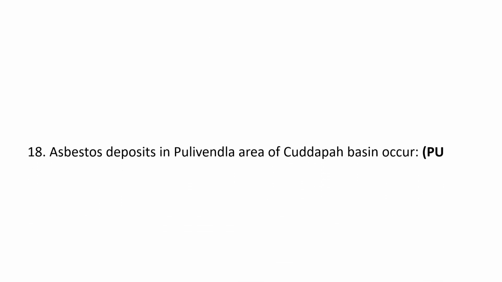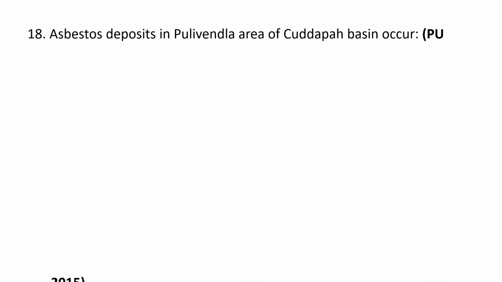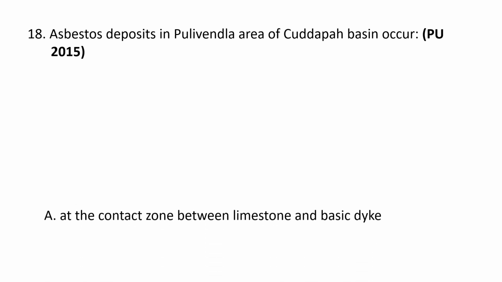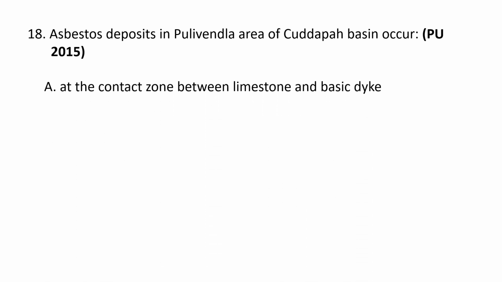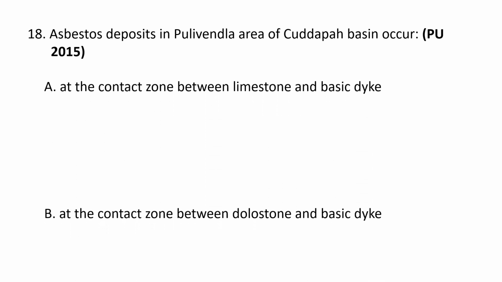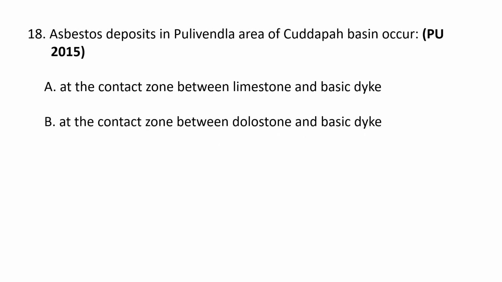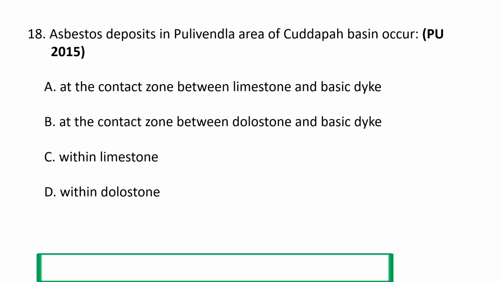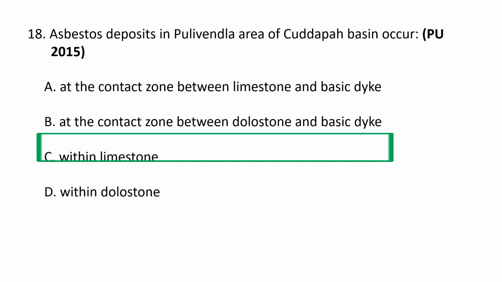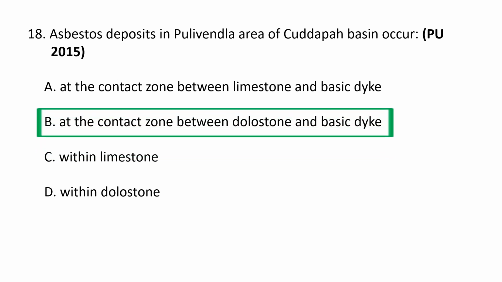Next question. Asbestos deposits in Pulivendula area of Kadapa basin occur A. At the contact zone between limestone and basic dike, B. At the contact zone between dolostone and basic dike, C. Within limestone, D. Within dolostone. So the correct option is B, at the contact zone between dolostone and basic dike. Asbestos deposits in Pulivendula area of Kadapa Basin are known to occur at or near the contact zone between the dolostone and basic dikes or sills.